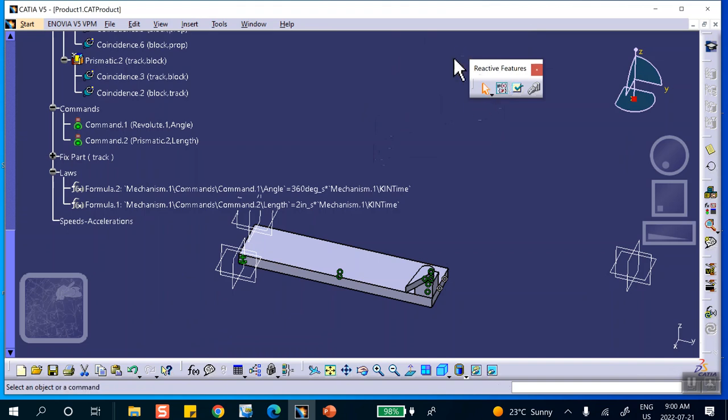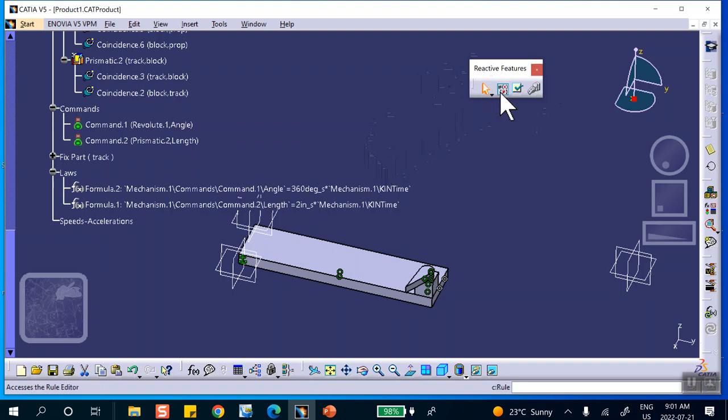And as soon as you go there, one of the toolbars that I have is called reactive features. I have no clue whoever came up with this name, why they came up with something dumb like that. Why would you call it reactive feature? I don't know. But it's very easy to find out.